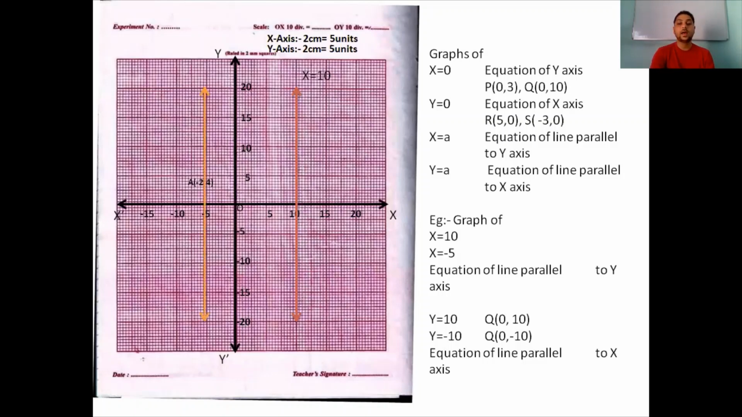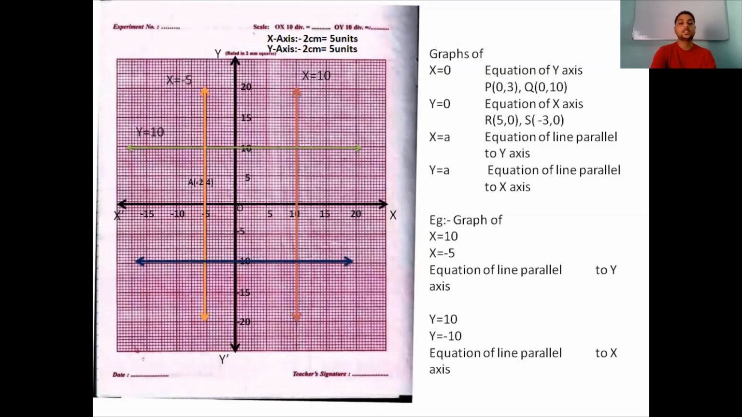Similarly, we have x is equal to -5 here. We have fixed the value of -5 here, then we can have any value of y here. Now we have y is equal to 10 here. When we have y is equal to 10, then y has a fixed value here, and x can have any value. So the equation will be parallel to the x-axis here.